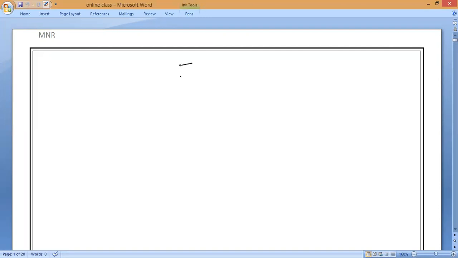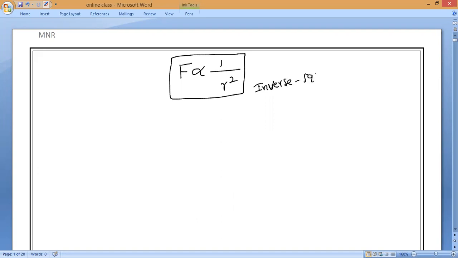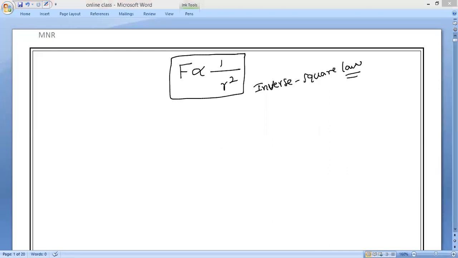Inverse square law: force is inversely proportional to the square of the distance between them. Do you understand, everybody? This is what we used to call the inverse square law. Yes or no? Please respond. Yes, sir. There they have given one fact in the more to know. Can you read that, Mitakshri? Second box, page number 134, saying that force is inversely proportional to the square of D.